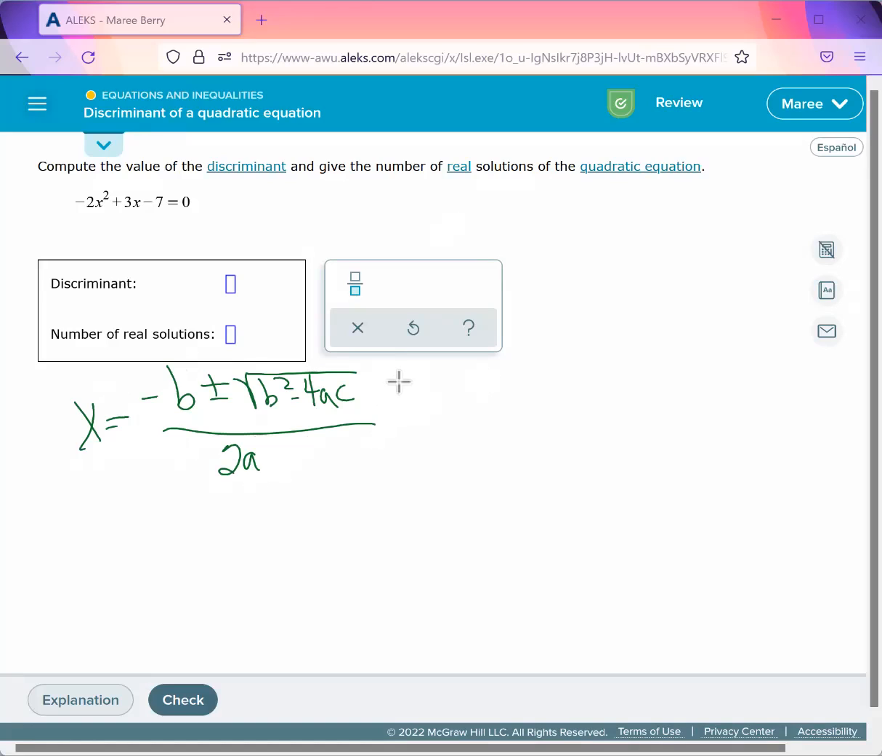It is the b squared minus 4ac. This is the part that tells us how many real solutions there are to the equation. So think about it. If b squared minus 4ac is a positive number, if it's greater than 0, you're going to have two real solutions.